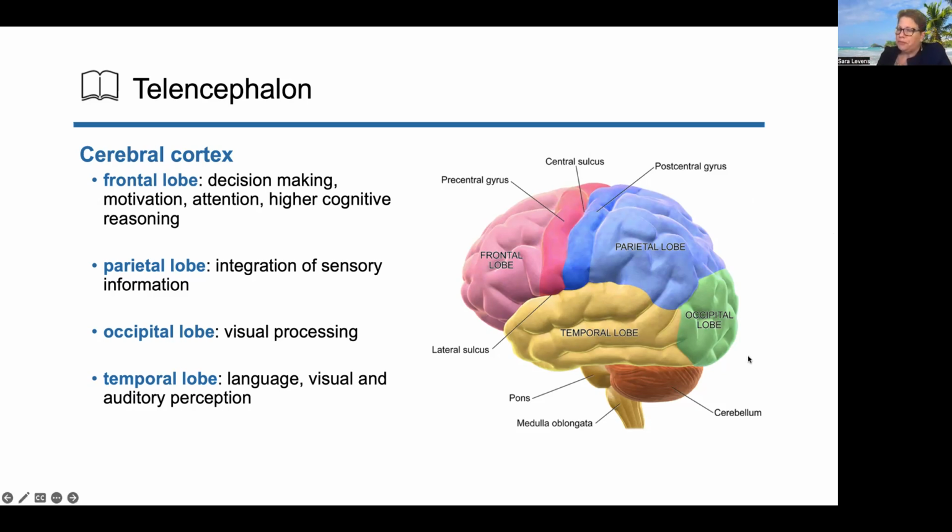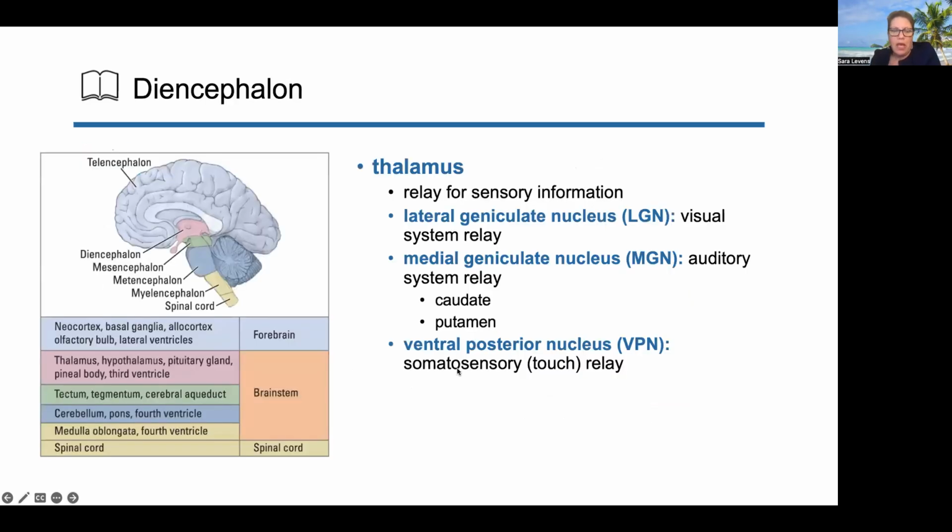Then we have the occipital lobe, which is visual processing. In terms of sensory information, you'll be learning more about this: the visual information comes up here, the auditory information comes up here. So this is a big sensory integration hotspot. And then again, our temporal lobe, which handles language and visual and auditory perception.